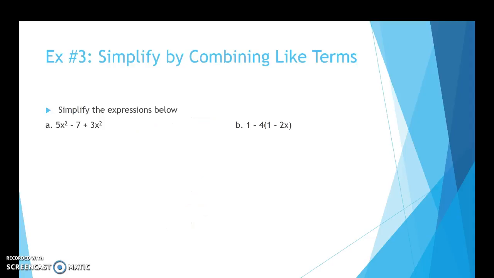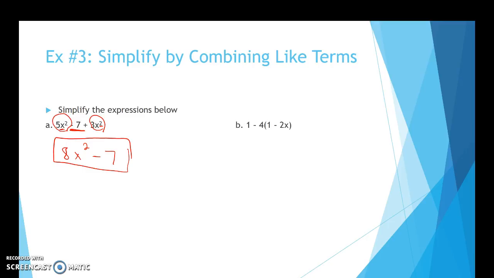Other kind of situations you'll see in this section is simplifying by combining like terms. So if you look at A here, we have 5x squared minus 7 plus 3x squared. Remember when we're combining like terms, you have to have like variables and like exponents. So if we look at A here, 5x squared and 3x squared are like terms. So we can add that together to get 8x squared. Notice we have now this minus 7. There are no other numbers that stand alone like this minus 7, so we'll just write this here, minus 7. 8x squared minus 7 will be my answer for A.